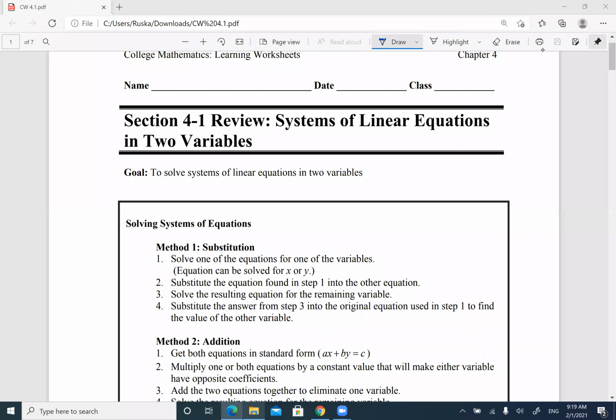Use computer. Okay, so happy Monday, happy February 1st.